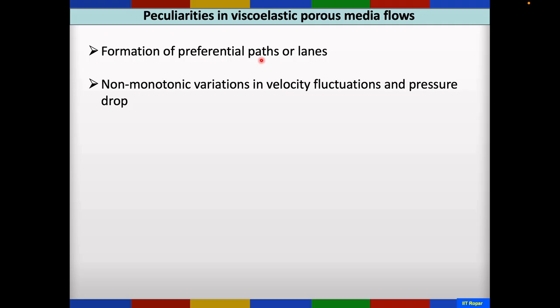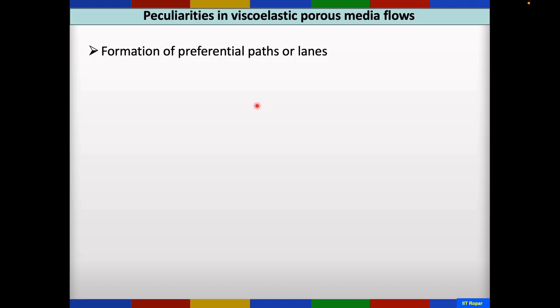Now interestingly, when a complex fluid like a viscoelastic fluid flows through these microporous media, there are two peculiar behaviors that people, and even we, have observed. One is the formation of preferential paths or lanes, and another is non-monotonic variation of velocity fluctuation and pressure drop. I'll go one by one and try to explain what they mean, and we have proposed some mechanism for the occurrence of these two peculiar behaviors. First, I'll go with the formation of preferential paths or lanes.